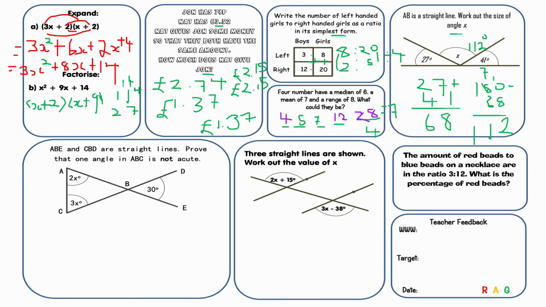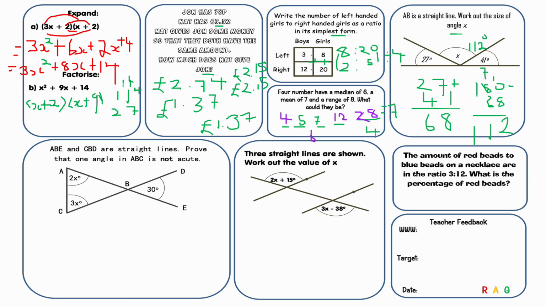The median, if I cross them out and I look for the number in between these two numbers, 5 plus 7 is 12. Divide that by 2 gives me the answer of 6. So 6 is the median for that. Right, guys, next question.